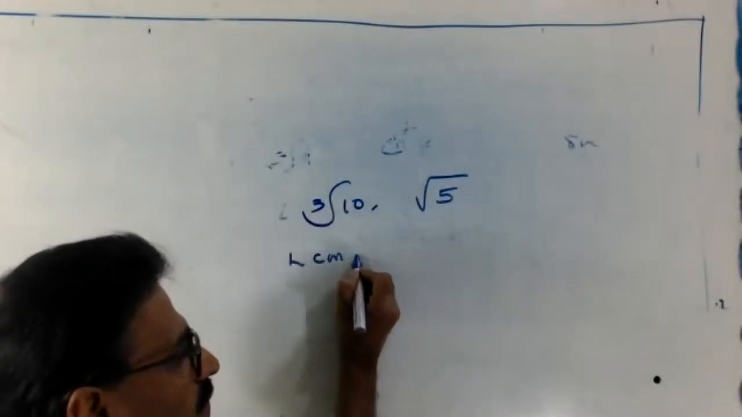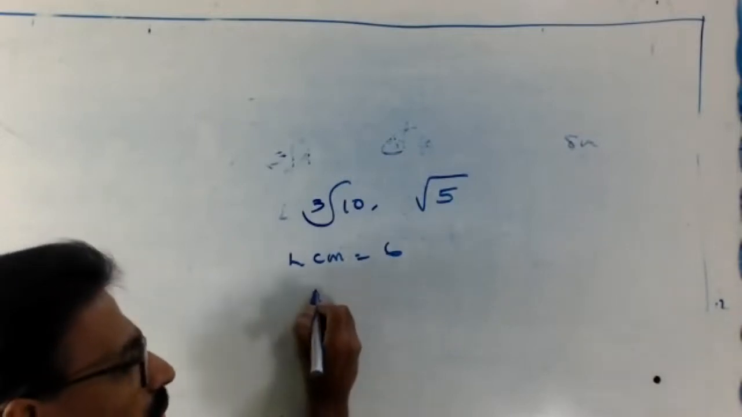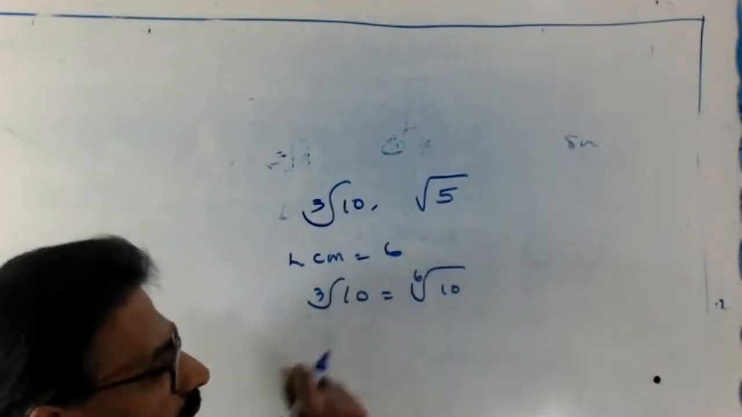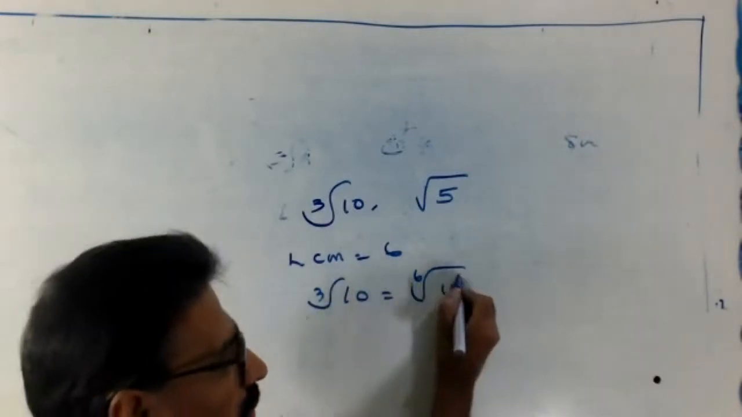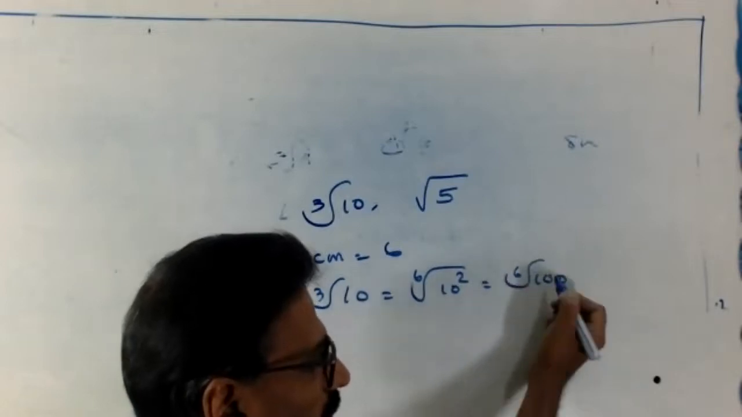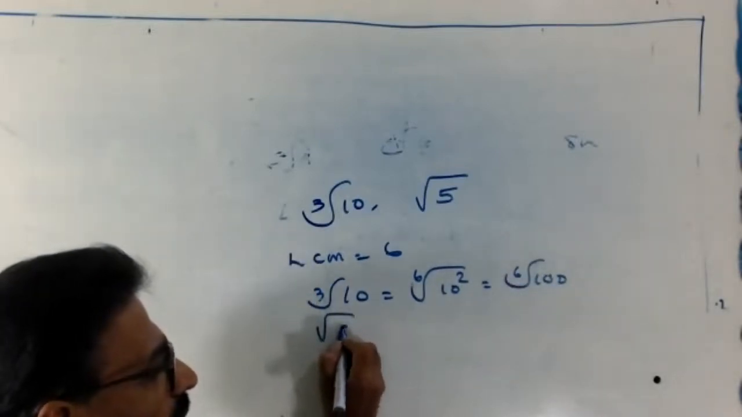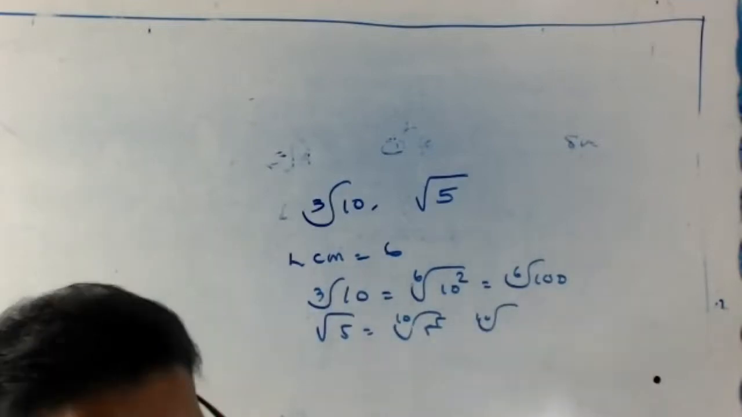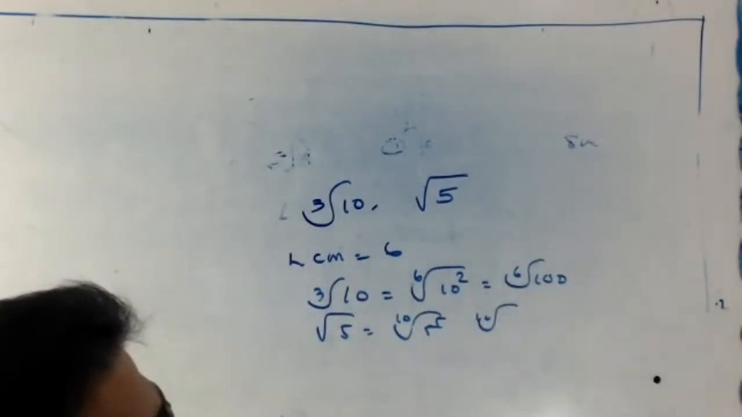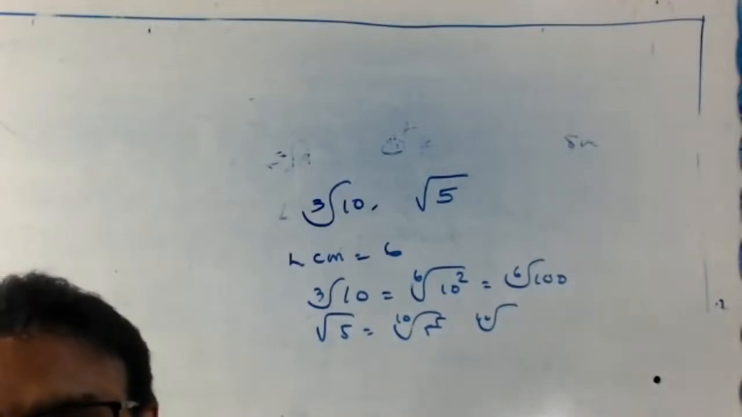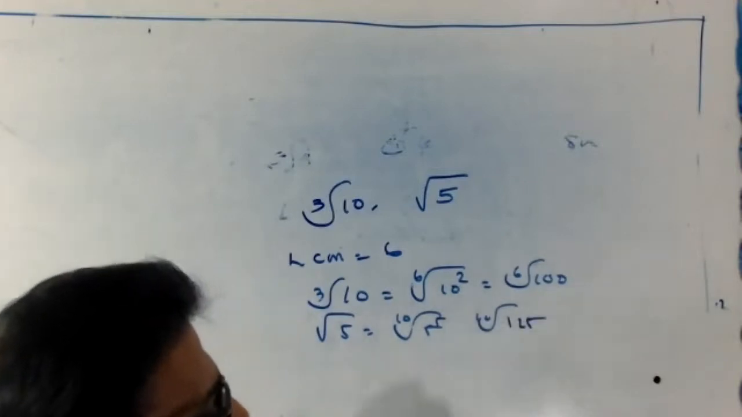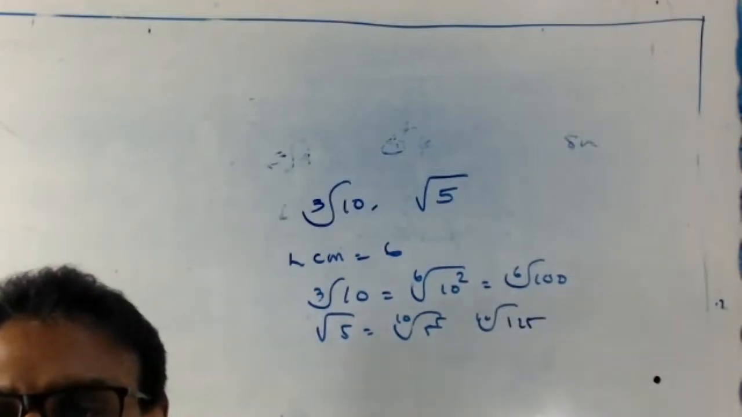LCM is 6. Then cube root of 10 equals 10 here, 6 here. 6 divided by 3 is 2. That is 6th root of 100. Then root of 5 equals 10 here, 5 here, this is 2. It is 5. So 10th root of 5 into 5 into 5, how much? 125? Yeah, 125. So, which is greater? This part is greater. Root of 5 is greater.